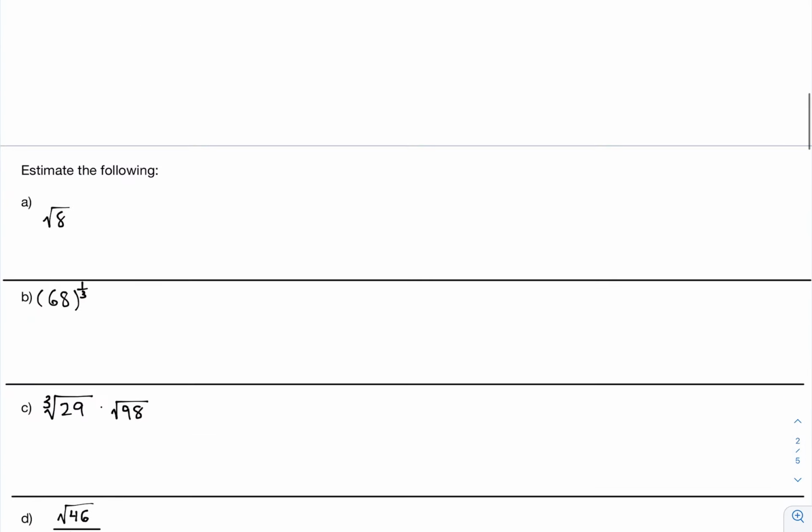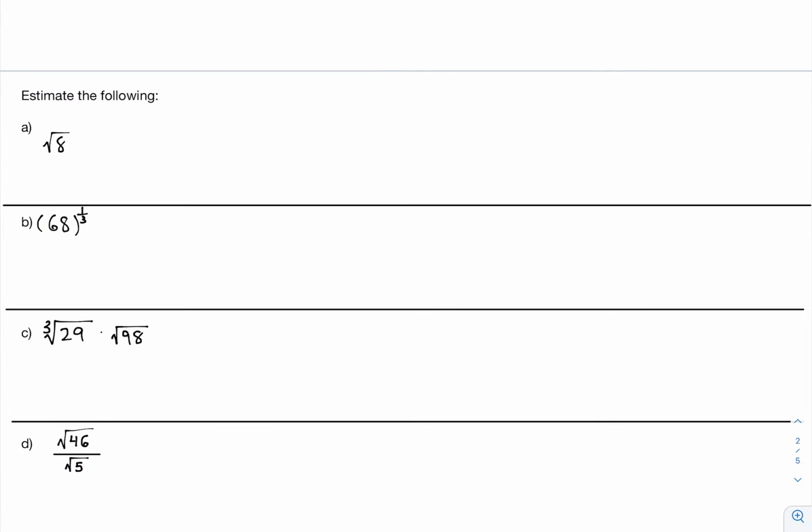Okay, so estimate the following, the square root of 8. One important thing we're going to have to know before we do these estimate examples is that the square root of 2 is 1.414. So let's round it to 1.4. And the square root of 3 is also probably pretty useful to know. So the square root of 3 is 1.73. So let's go 1.7.